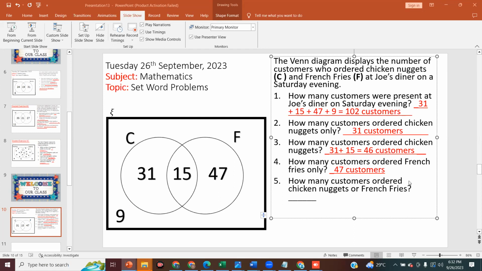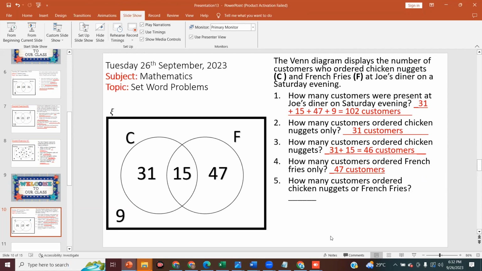So why y'all have 15? So for a person to say 15, why you have 15? Anyone can answer? I put 15 because you said the customer order French chicken nuggets or French fries, meaning or two of them order the same thing. So it got to be the one in the middle because or two of them is the one intersect, meaning two of them order the same thing. That's why you put 15. Okay.